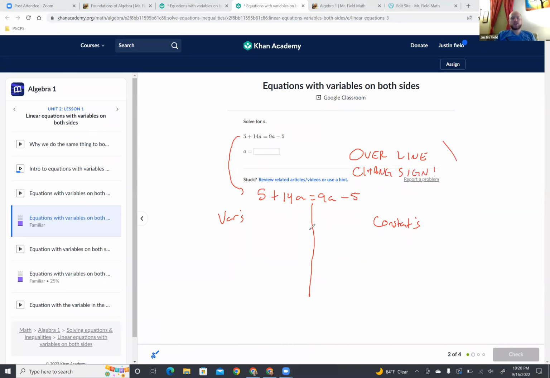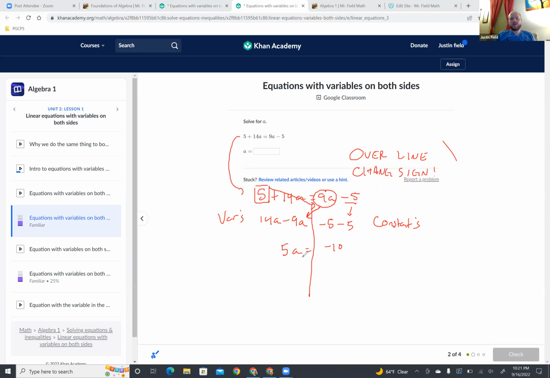Okay, so the variables are on this side, and 14A is already on this side, but 9A needs to go over to that side. So we're going to change it to negative 9A. And 5 is a constant. It does not have a variable, so it must go over to that side. So we must make it negative 5. And then bring down this negative 5. We have 2 negative 5s, which is negative 10. And 14 minus 9 is 5.